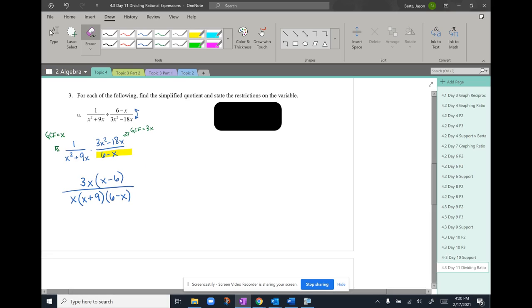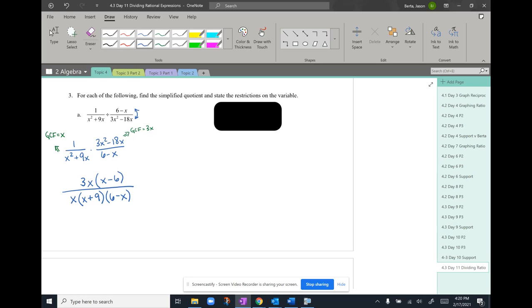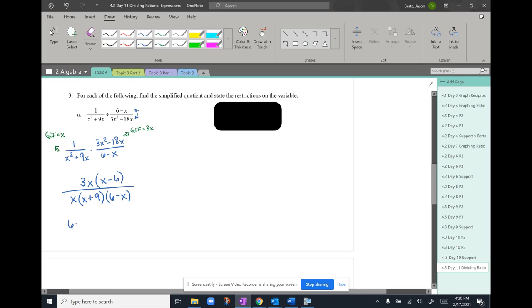The 6 minus x term is actually quite interesting, because if I take 6 minus x, I know that's equivalent to -1 times x minus 6. If I multiply -1 times x, I get negative x. And if I multiply -1 times -6, I get plus 6. And if I switch the order of those, I have 6 minus x. So I know those are equivalent. And I actually like the format of this one better because it matches with what's already in the numerator.